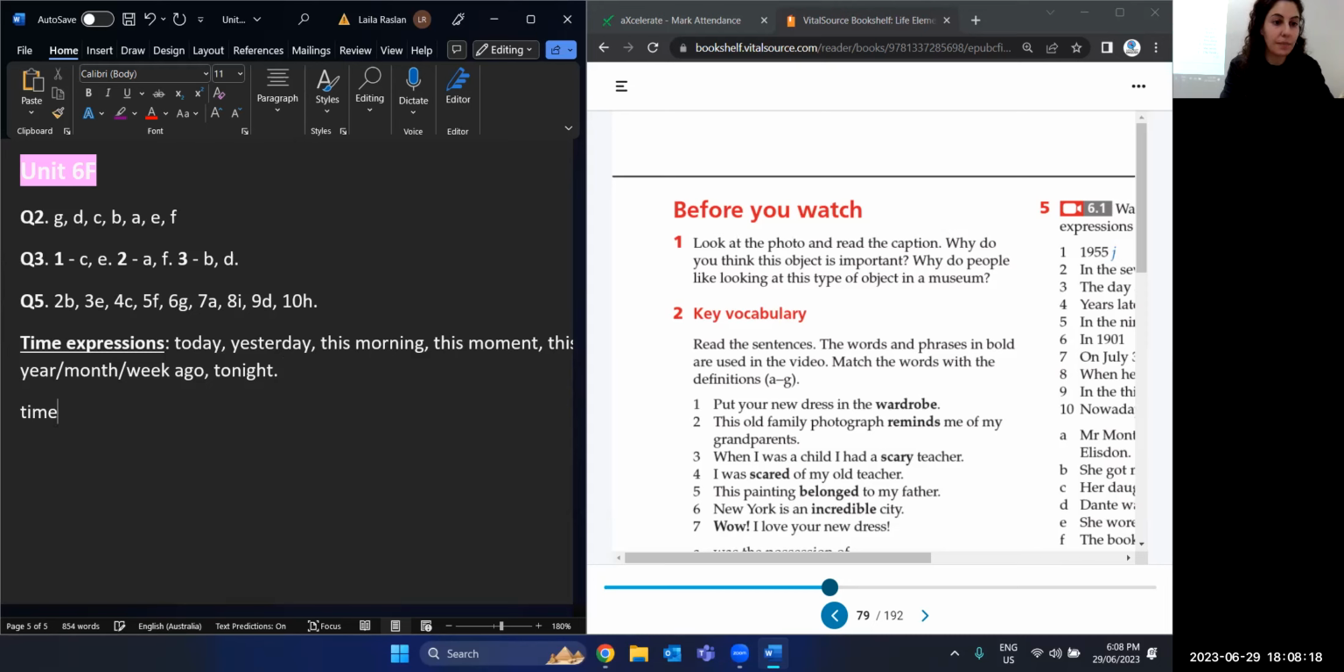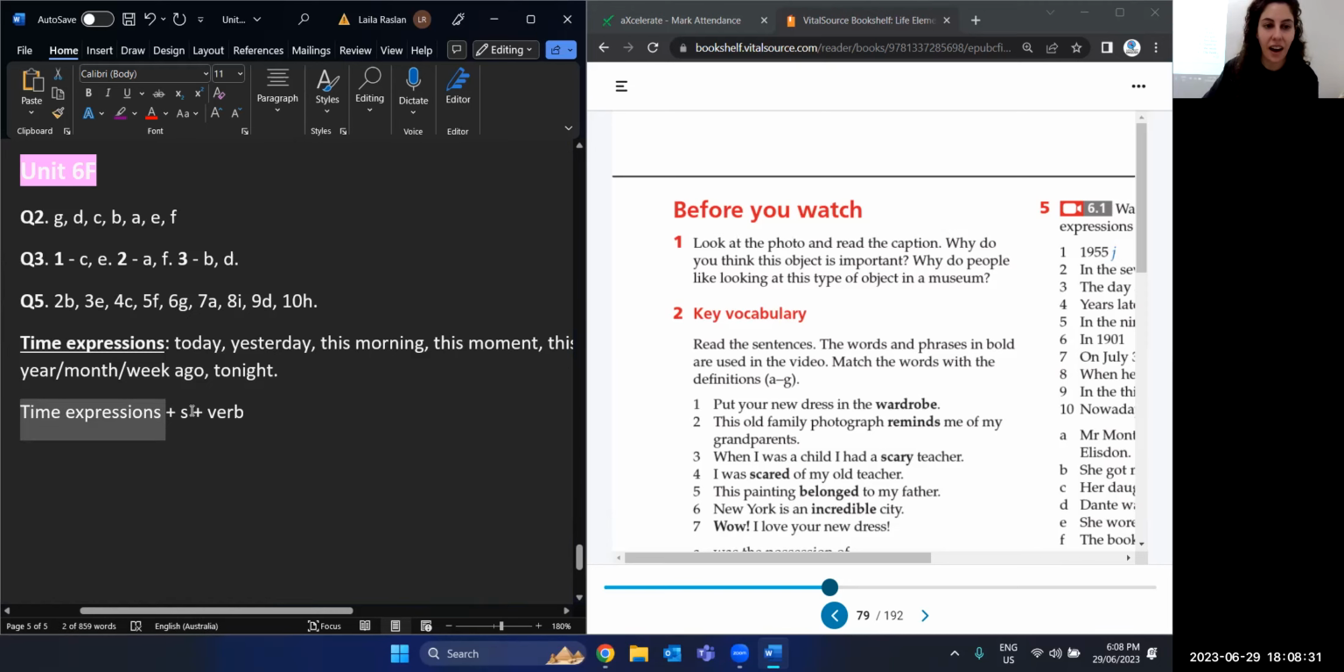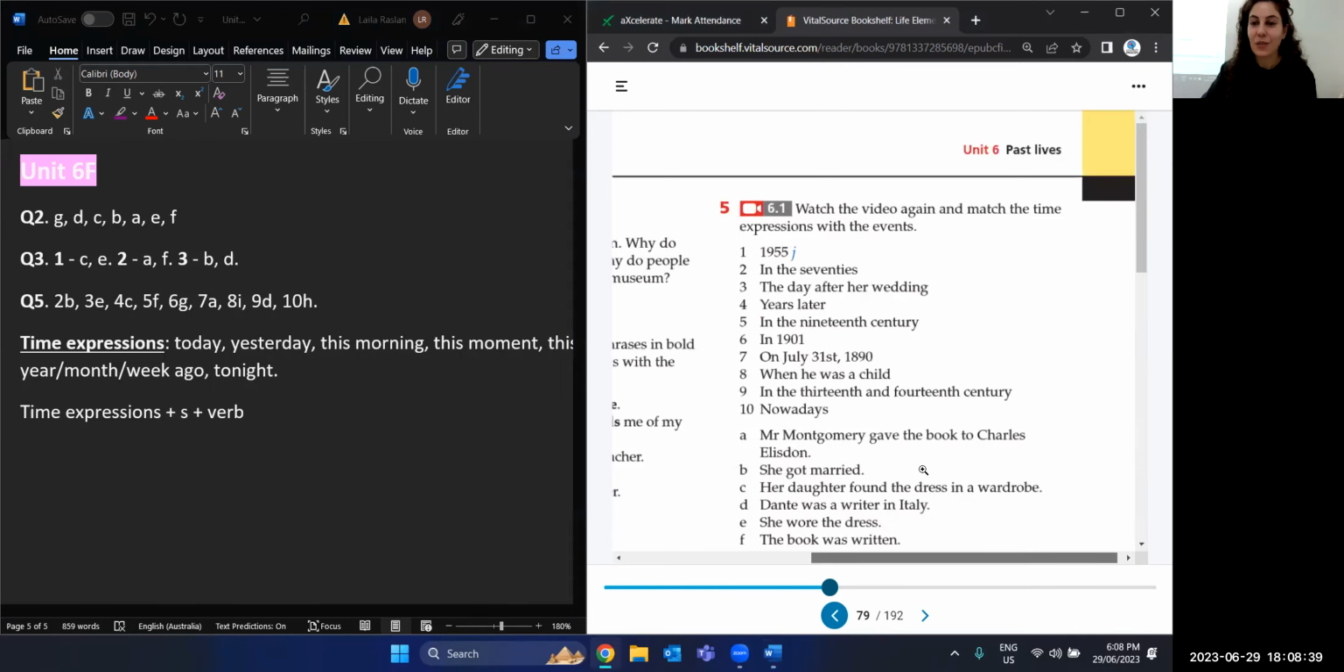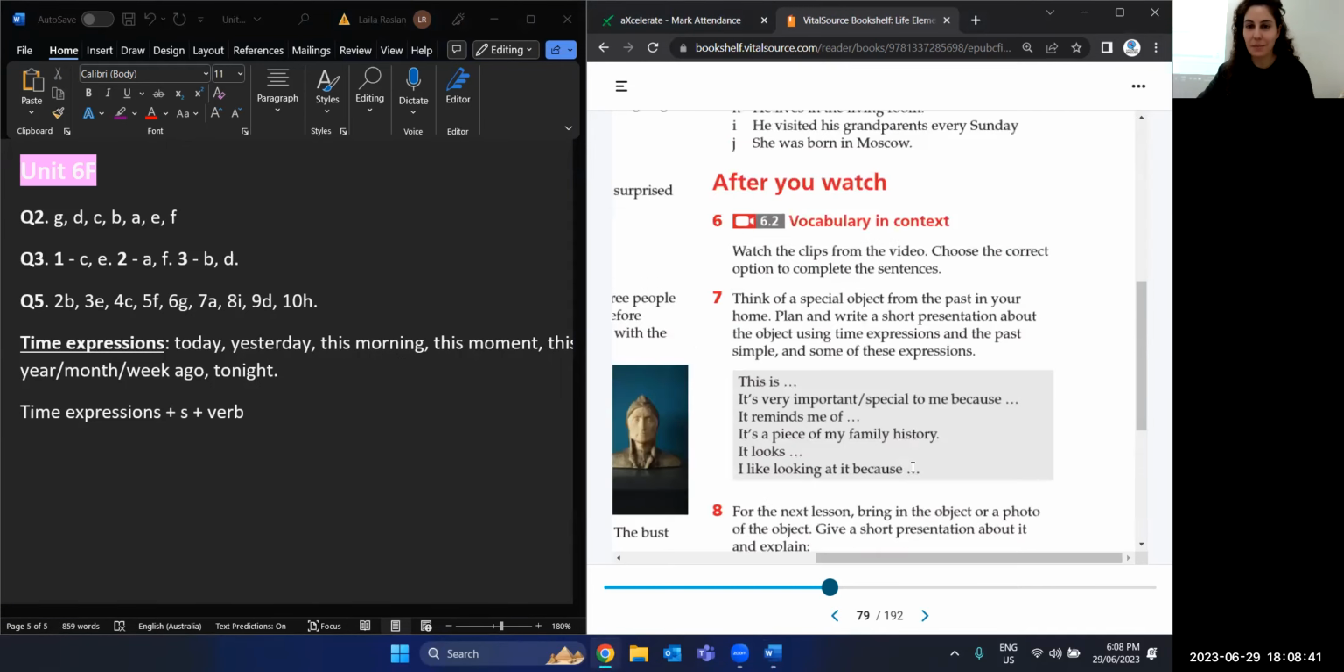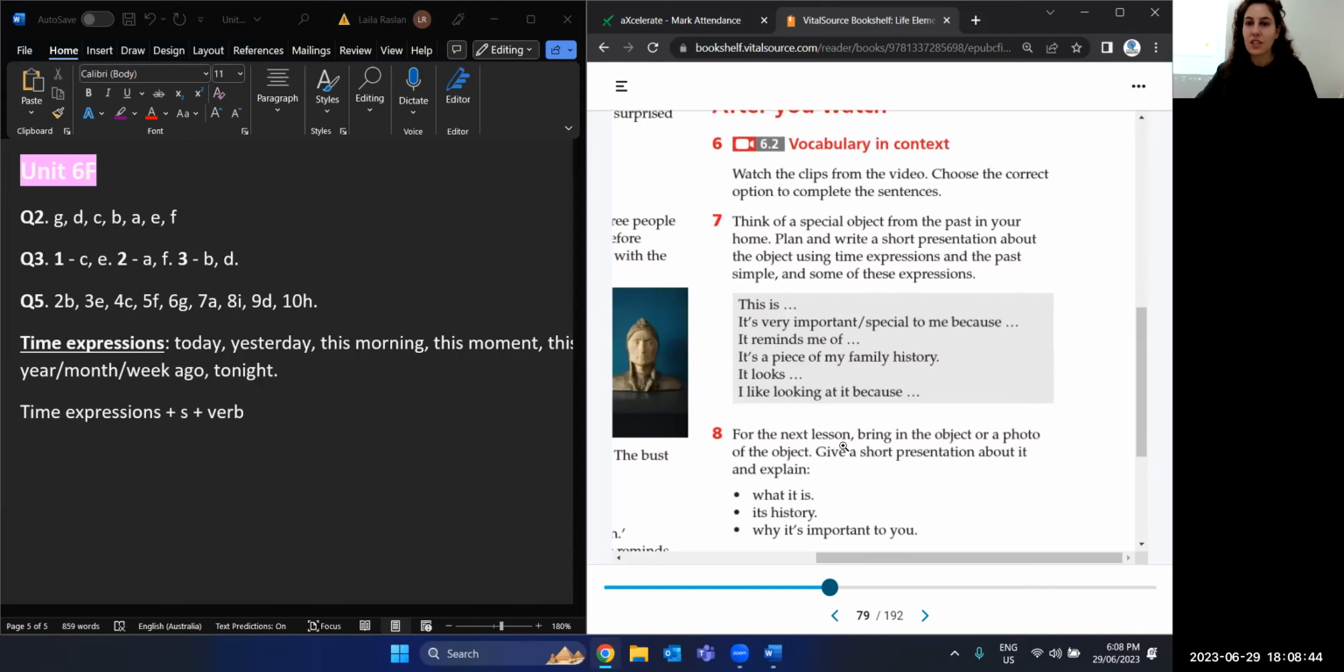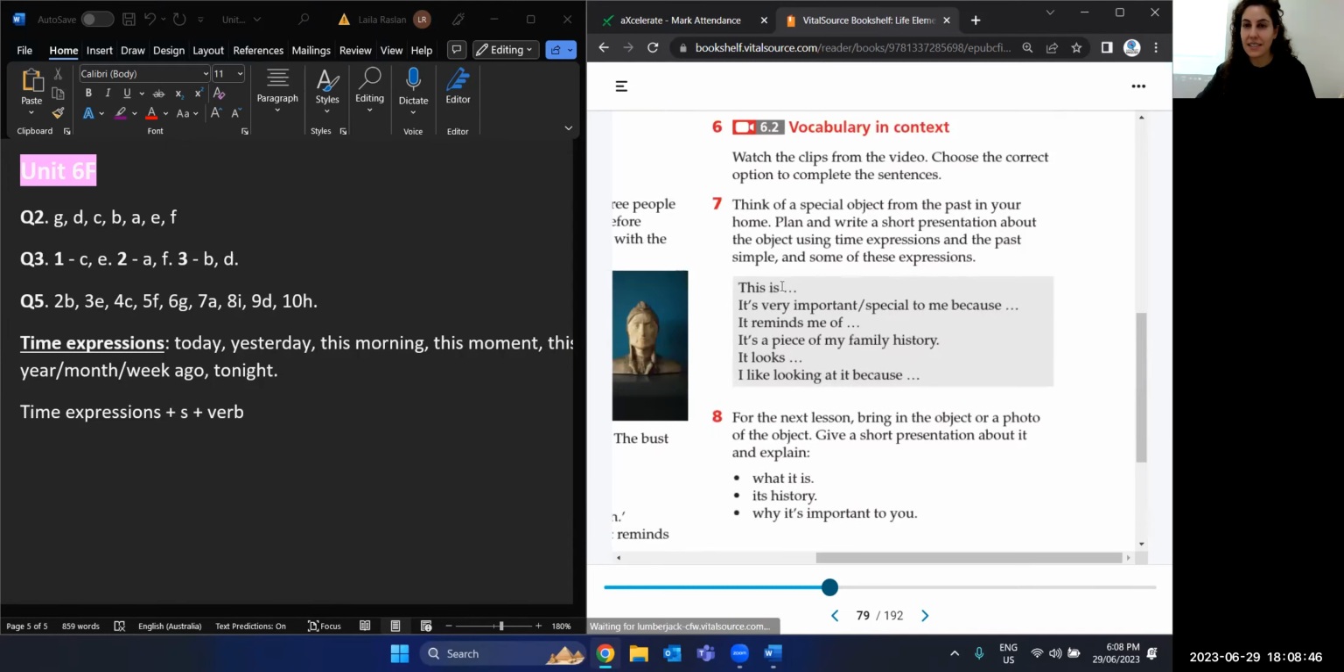So these are time expressions. We put them before the subject and before the verb. That's how we make our sentence. It's nice to put them at the beginning of your sentence. Yesterday, I went to the beach, for example. Good. Okay, now we're going to get into groups. Got some time to do this. So don't look at the exercise here because I want to change it a little bit.